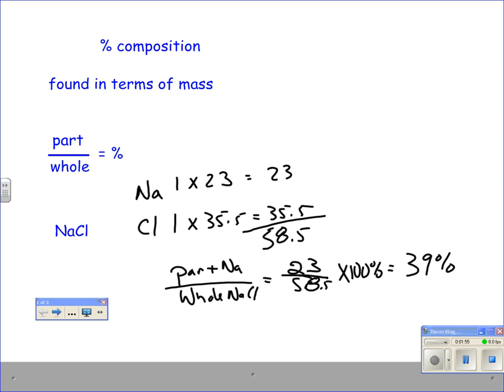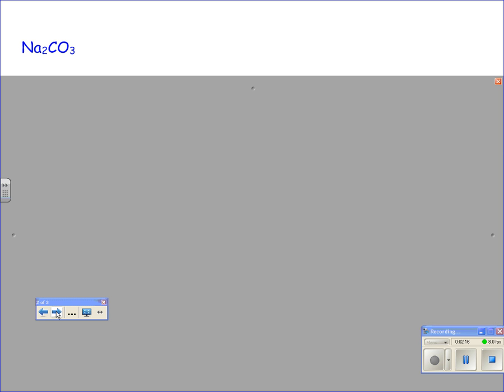Now, that would seem to make sense because we've got less sodium than we've got chlorine, and that would leave us with about 61% chlorine. Again, it's very simple. It's just part over the whole. So to figure out the whole, you have to figure out the molecular mass. Try a couple more examples.